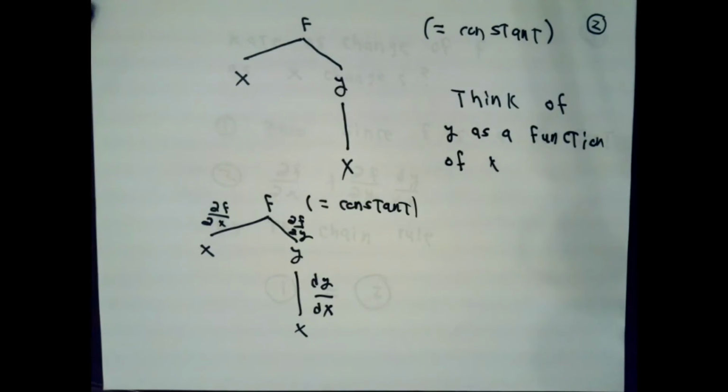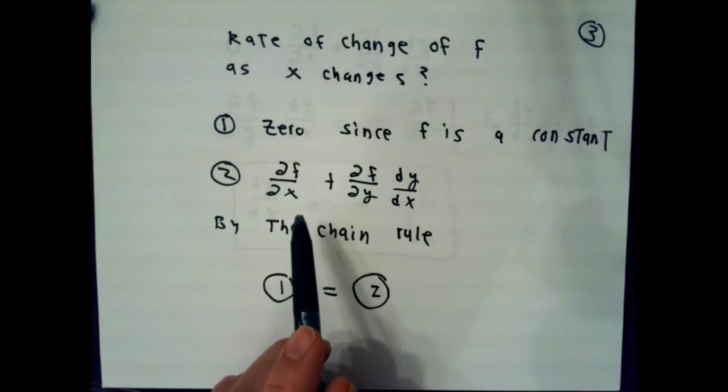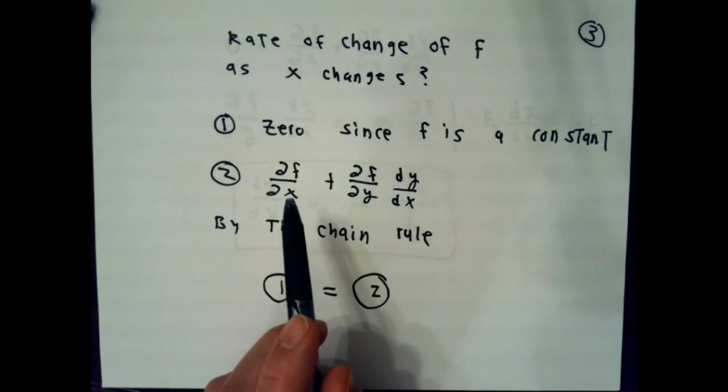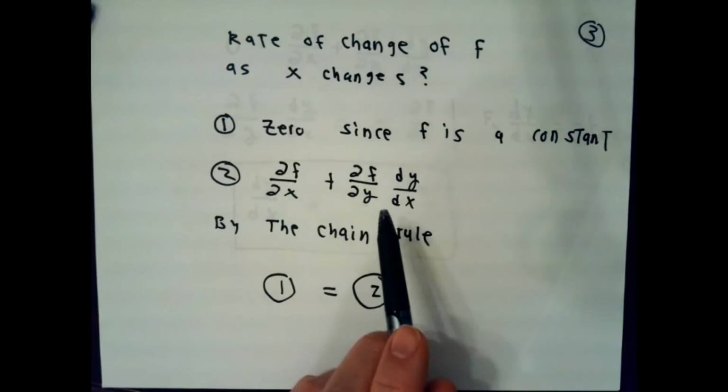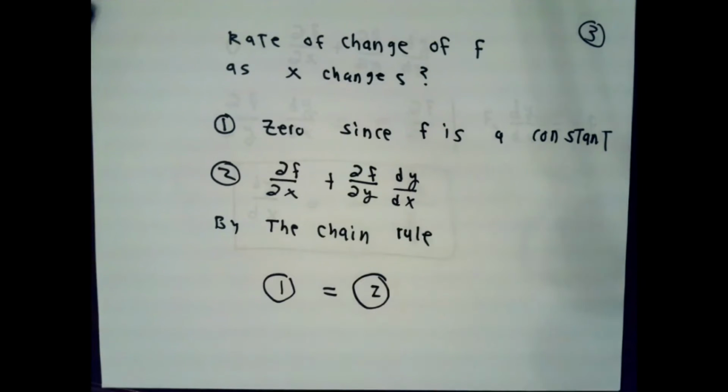I want to think about the rate of change of function f as I change x, doing the diagram in the same way that we do for the chain rule. Firstly, the rate of change of f is 0 because f is a constant. Secondly, because of our dependency diagram, the rate of change of f with respect to x is the partial of f with respect to x plus partial of f with respect to y times dy dx by the chain rule. Both of these expressions represent the rate of change of f with respect to x, so they must be equal to each other.